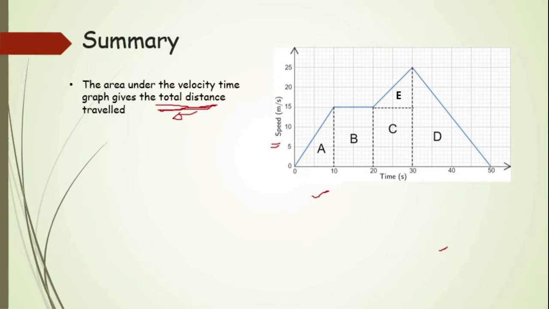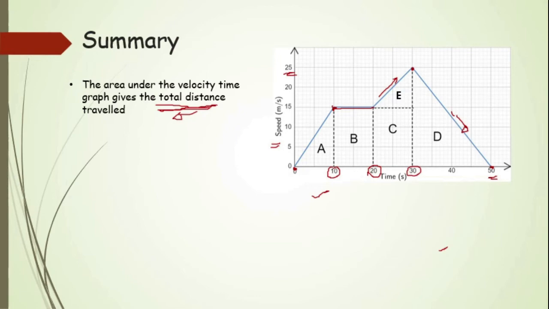So this particular object starts at a velocity of 0 meters per second. It goes up to a velocity of 15 meters per second in 10 seconds, and then it remains at 15 meters per second till the 20th second. It again starts to increase, the velocity reaches 25 meters per second at the 30th second, and then it starts to come down. A certain deceleration happens, right? It comes down up till 0. It again comes to rest at the 50th second. Correct?